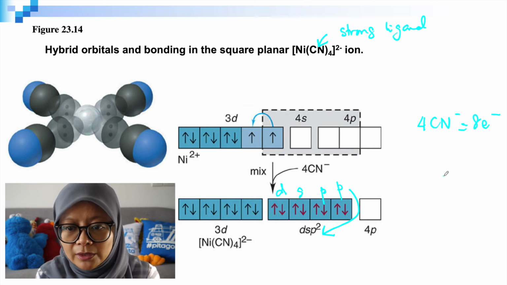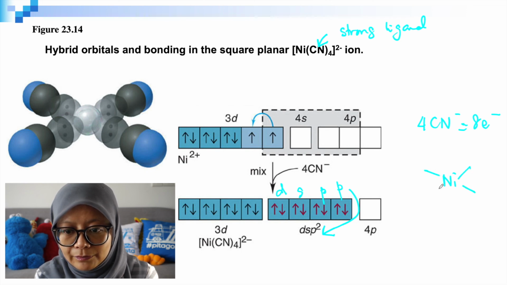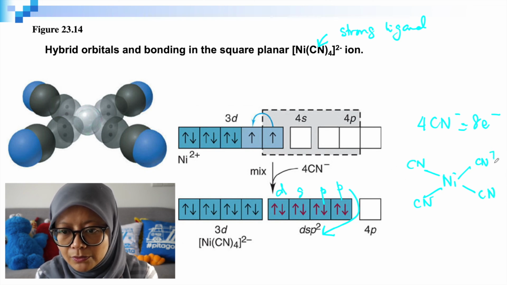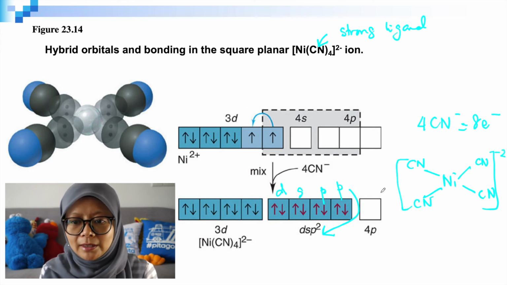So the structure for this is nickel with 4 cyanide, and also negative 2. This is the structure for square planar.